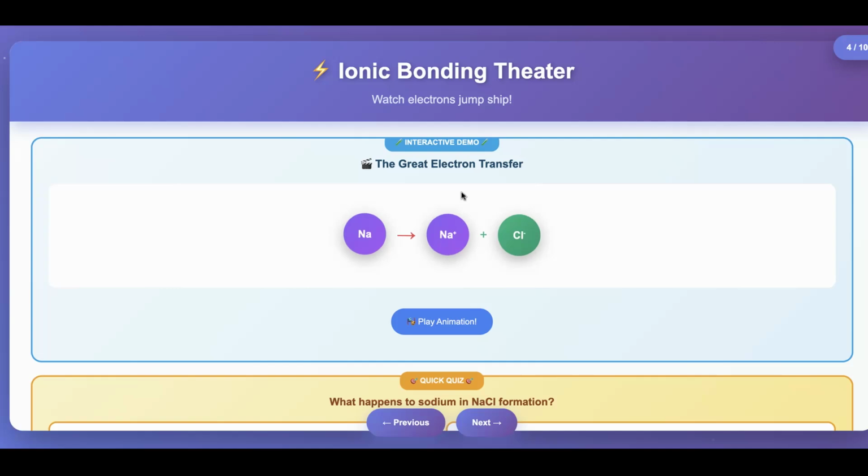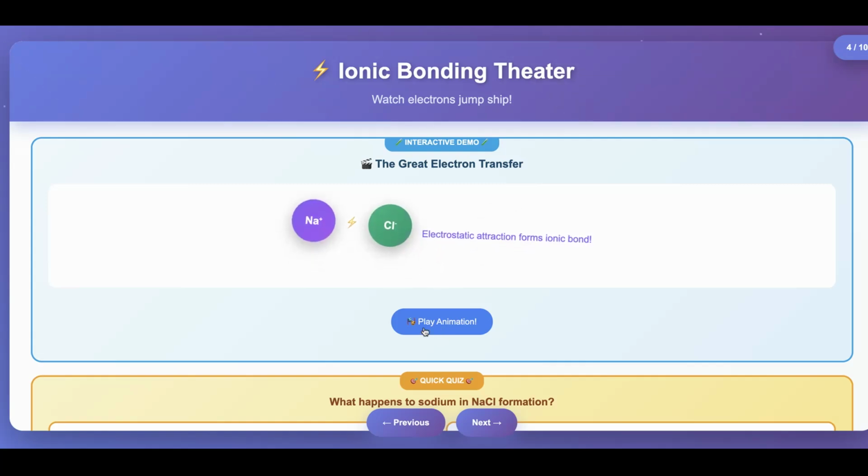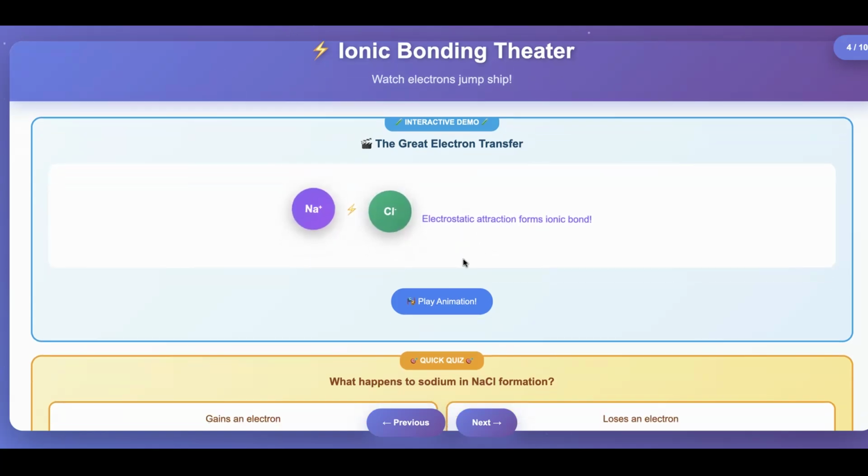Remember, in the ionic bond, we said the electron is transferred from one atom to another: the electron is lost from the sodium and gained by the chlorine. This forms the attraction between them. One is positive, one is negative. Electrostatic attraction causes them to attract and stay together in the ionic bond.